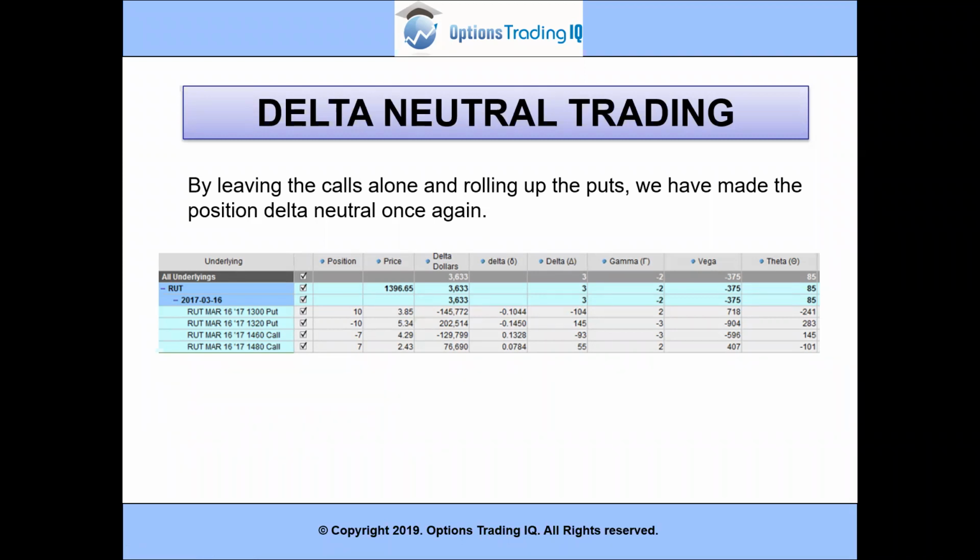So let's just do some quick calcs here. Let me get Excel up. So if we've got 10 contracts here, we've got 534 that we're selling and we're buying them at 385. So that's $1.49 times 10 contracts. Okay, so we've brought in $1,490 in premium for selling this spread.